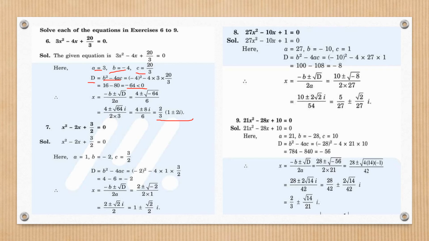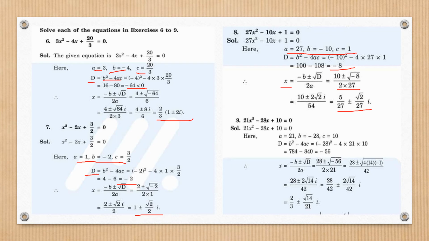Second quadratic equation: here a is 1, b is minus 2, c is 3 by 2. Discriminant is minus 2, which is negative. Using the same formula, I'll get 2 plus minus root minus 2, which can be written as root 2 iota, and this is how I can express the roots. Number 8 is 27x square minus 10x plus 1 equal to 0. So a is 27, b is minus 10, c is 1. Discriminant is minus 8. Putting in this formula, I'll get 10 plus minus root minus 8 upon 2 into 27. So root 8 means 8 iota, which is 2 root 2 iota, and separating the real and imaginary parts, this is the solution.